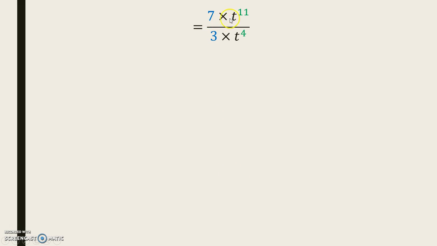So we get 7t to the 11 over 3t to the 4. Now 7 and 3 have got no common factors. We could write that as a decimal, which is 2.3 recurring. But it's best to leave it as a fraction because it's more accurate. If we apply our index law there, we're subtracting because we're dividing the 2 bases. So 11 take 4 as our new index.